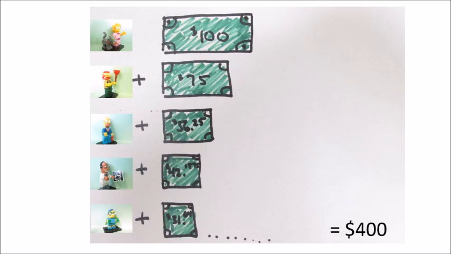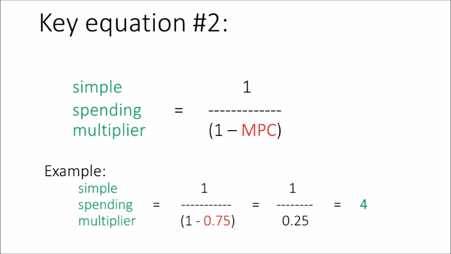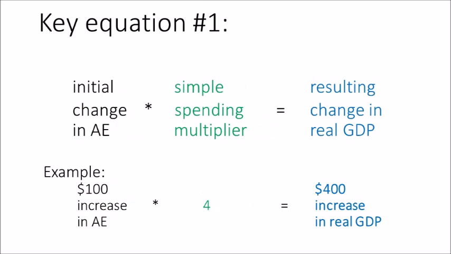How do we know it's going to be 400 exactly? Remember, we're assuming an MPC of 0.75, so when we plug that into key equation 2, we get a multiplier, again, equal to 4, and plugging our multiplier of 4 back into key equation 1, we get the $100 increase in spending times 4 results in a $400 increase in our equilibrium real GDP.